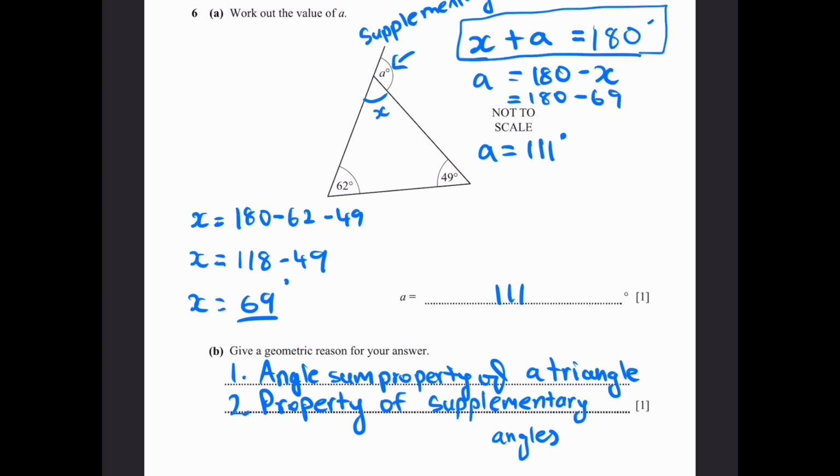The actual angle sum property of a triangle is, as I said, this plus this plus this equals 180. I have just written it in a different form because now we know these two angles. Actually, it'll be 62 plus 49 plus x equals 180. So if you bring to the other side, that's what happens. You have to change the sign or flip the sign.